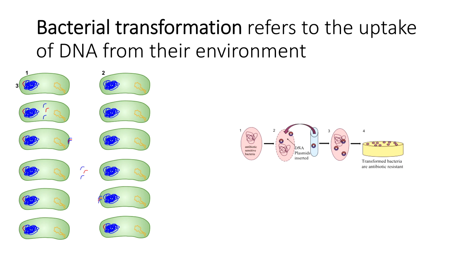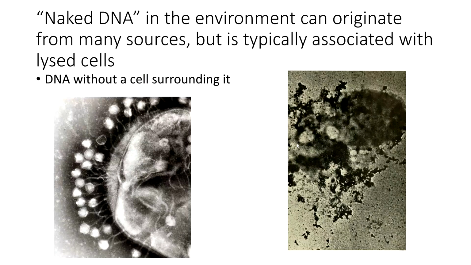from a cell. So don't get this confused with conjugation. If it's not in a cell, it's still transformation, even if it's with a plasmid. So this naked DNA that's kind of floating around in the environment can come from a lot of different sources. Usually it's associated with a lysed cell.